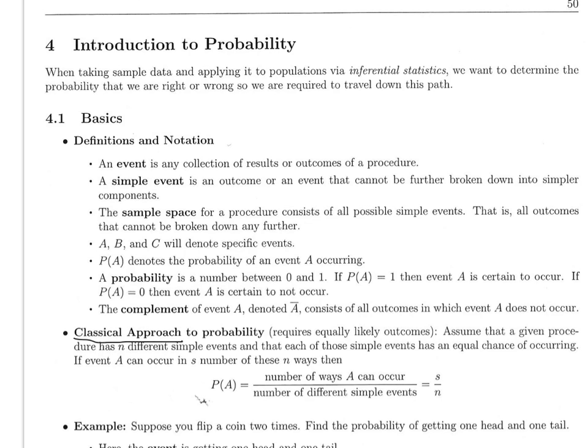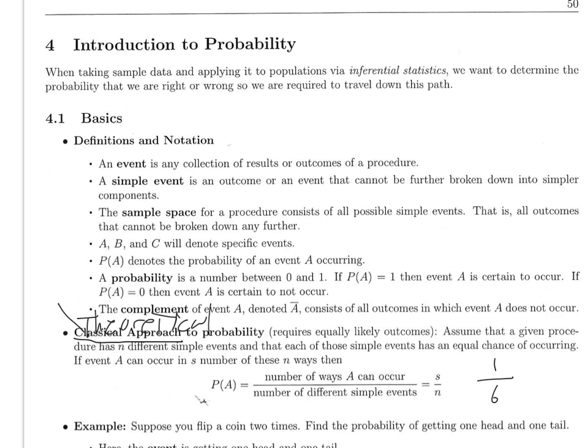This classical approach, you could think of classical as being theoretical, so that's based on theory. And as you probably did way back with Mrs. Wozni, the number of ways that success can occur divided by the total number of events. So if I want to know the probability of rolling a 1 on a 6-sided die, it would be 1 out of 6.